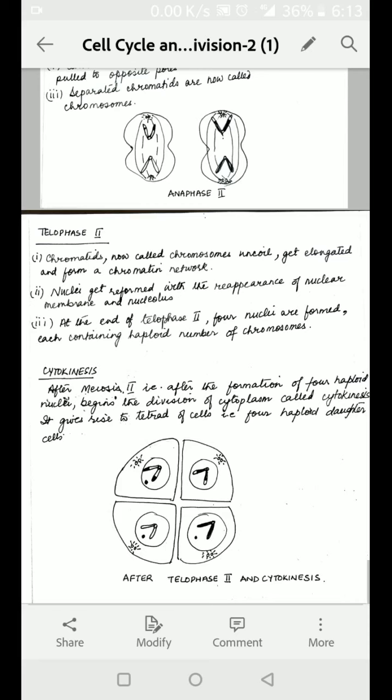Students, I would once again say, please make your notes, write the important points, draw the diagrams and prepare well. This much is enough for today's class, and in the next class we will do the importance of meiosis, and we will also see the important differences between the 2 kinds of cell division, that is mitosis and meiosis.